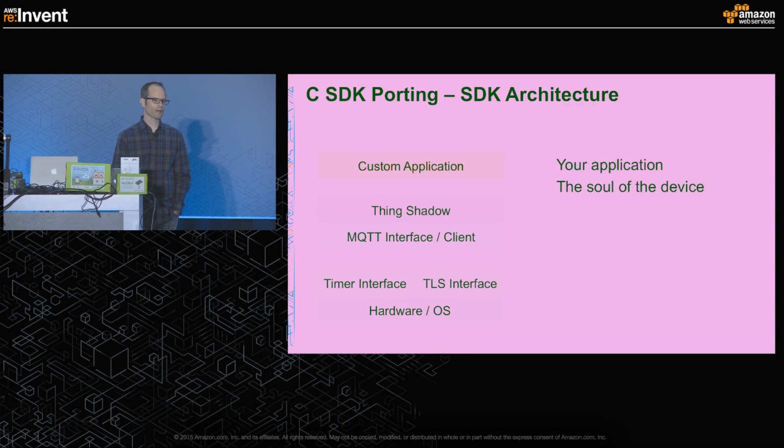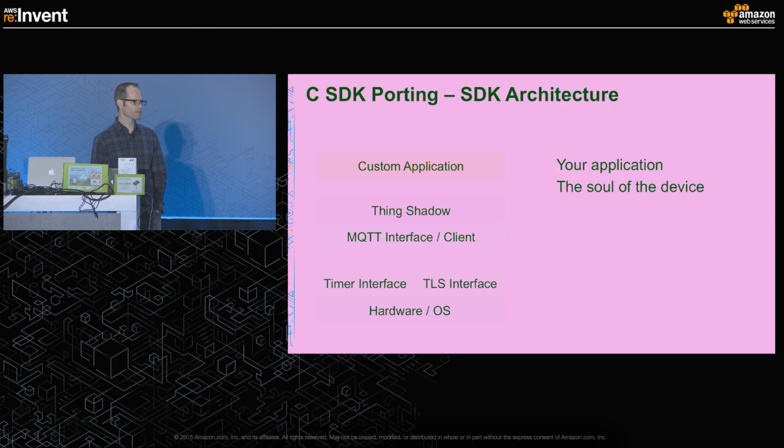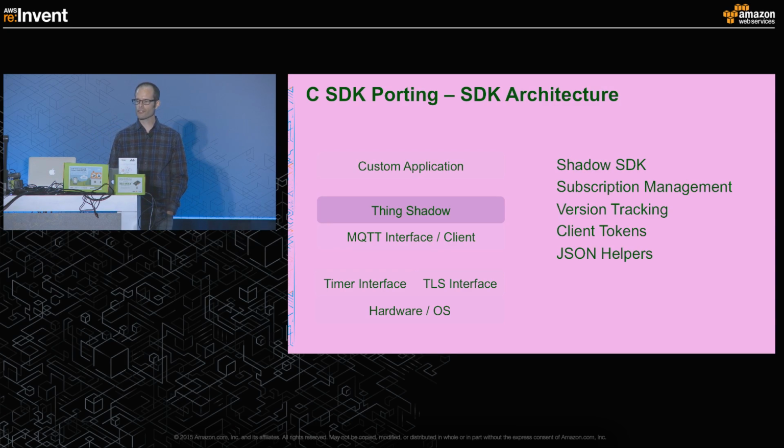So at the top is your custom application, and this is the soul of your device. This is what it does. So you decide, I want to be connected all the time. I want to send this data. How you actually want to interact with the cloud. And so that's much like your application today. The next layer down is the thing shadow. You can choose to use this or not. If you decide to use it, we've got a great SDK for it that handles things like managing those subscriptions, tracking versions. We had talked about how versions help you keep track of what the most recent shadow is. We've got that built into our SDK. And then we've got some helpers to help you wrangle the JSON that comes in and out, a C library for doing that.